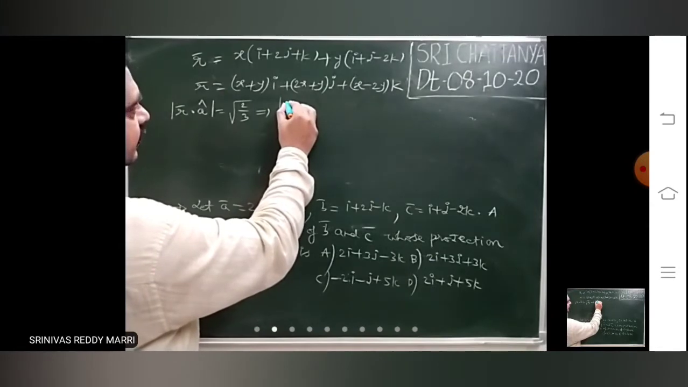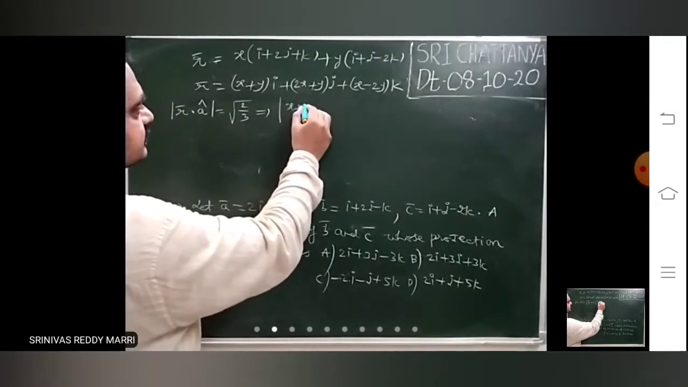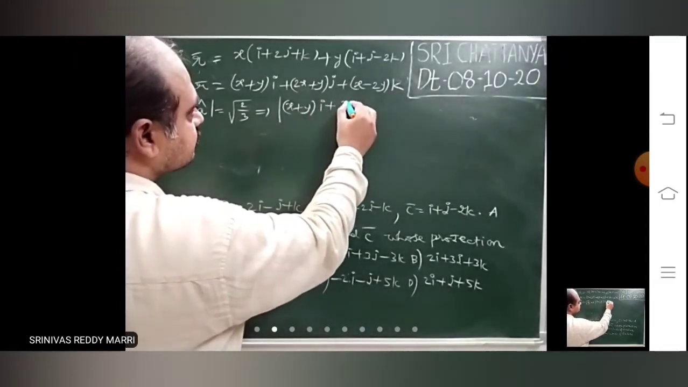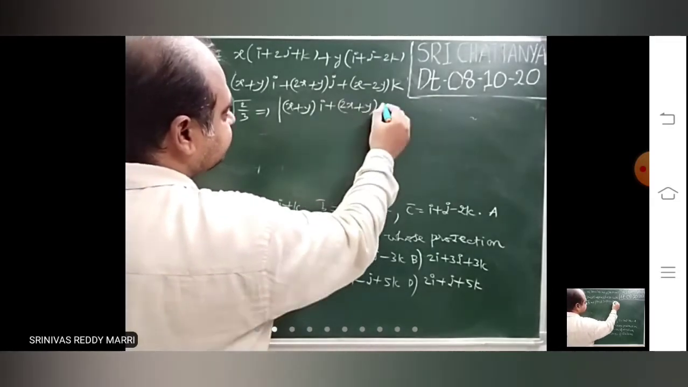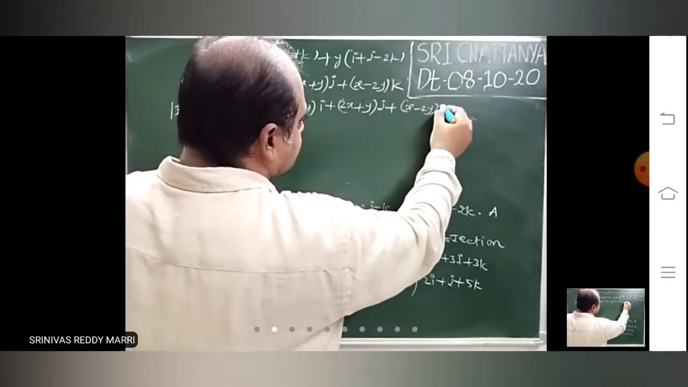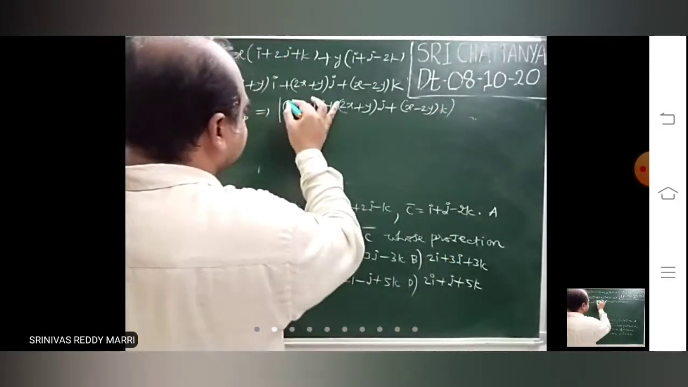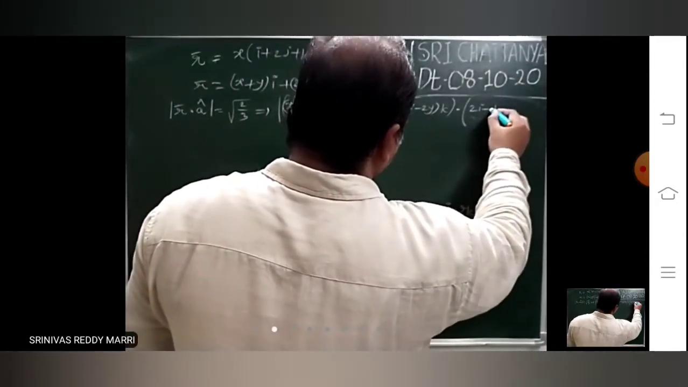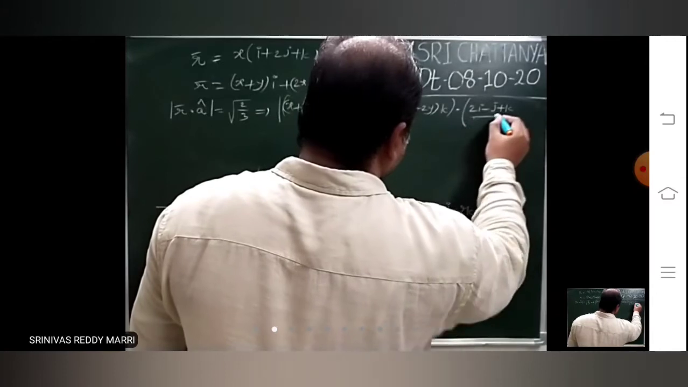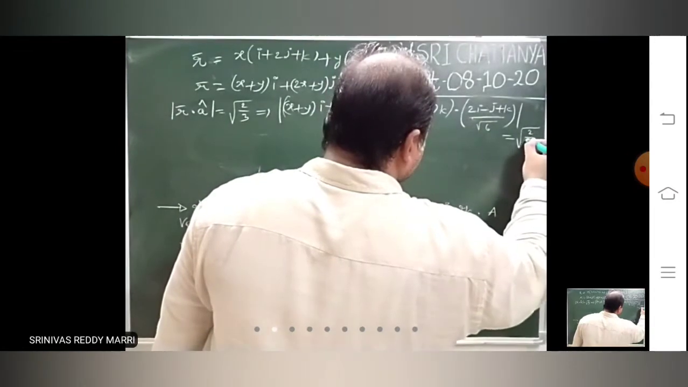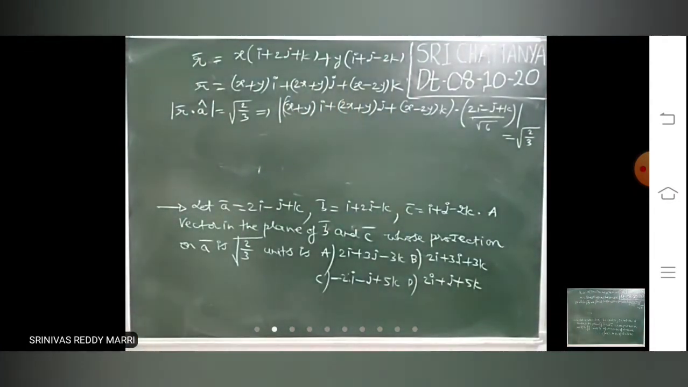That implies r bar dot a cap means x plus y I plus 2x plus yj plus k. This vector is dotted with a bar, which is 2i minus j plus k, divided by its magnitude, which is root 6. This is given as root of 2 by 3.